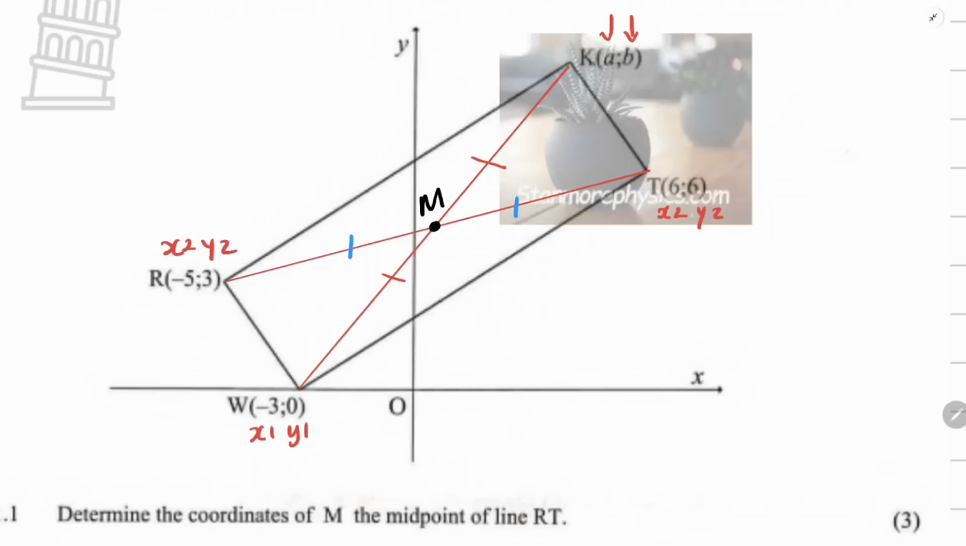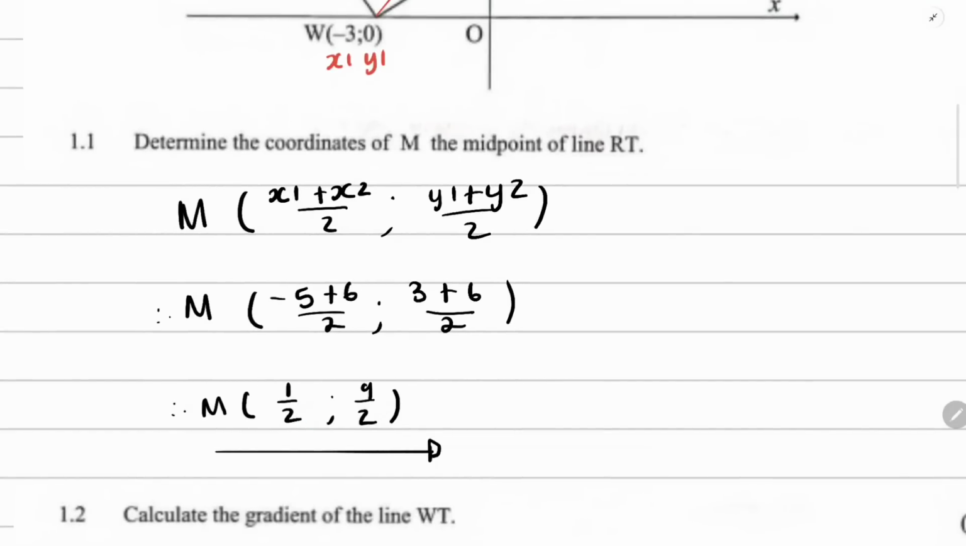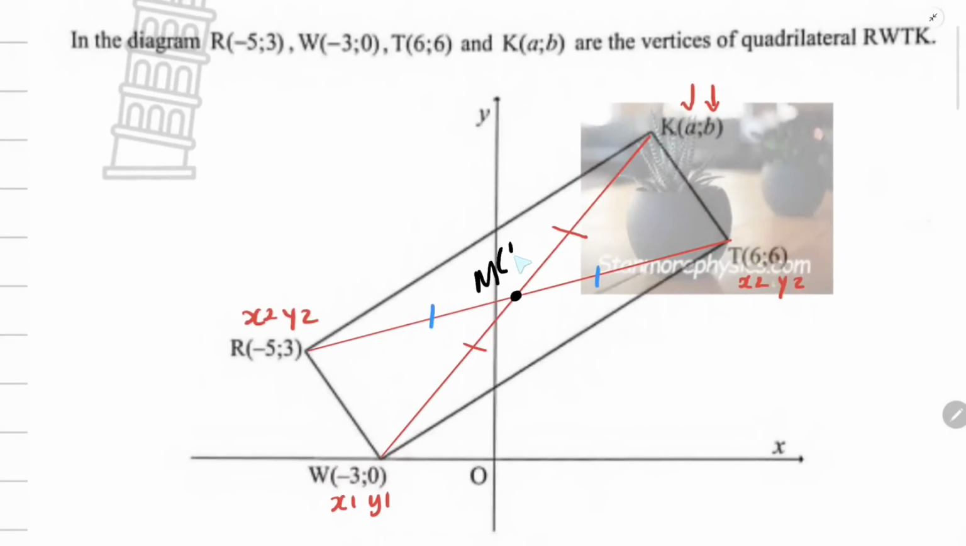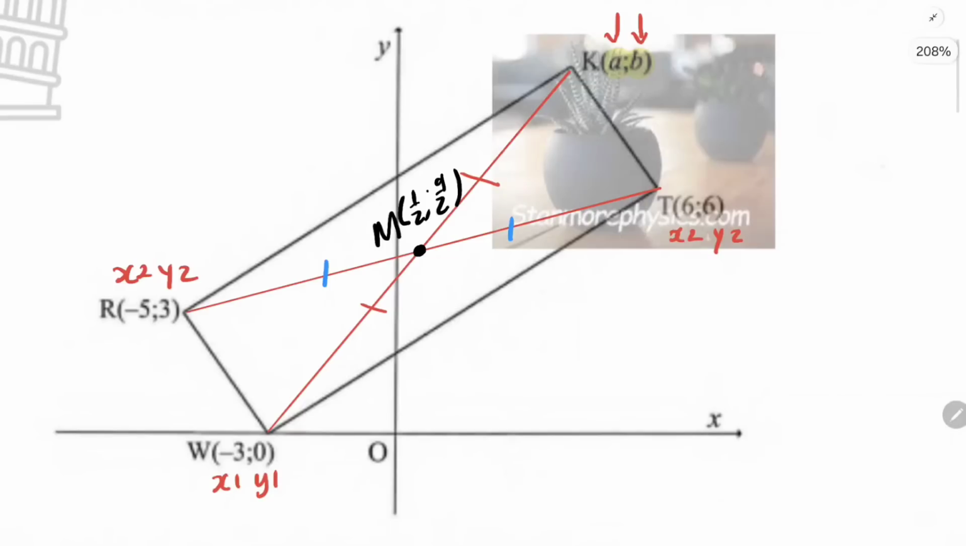So how can we actually use that information to find A and B? Well, we already found the midpoint. They told us to find the midpoint in the first question, which was 1 over 2 and 9 over 2. Since we have this midpoint, and we know that it is the midpoint of this line KW, we can now use it to find A and B. So here's how we're going to do this. Because we have the midpoint, we are going to use the midpoint formula.